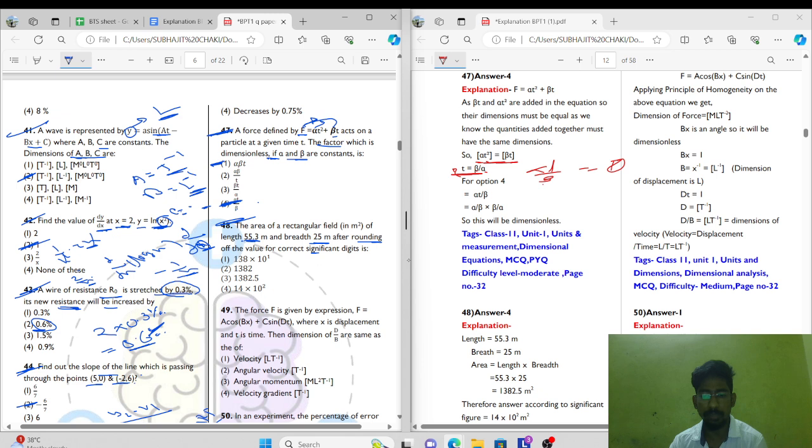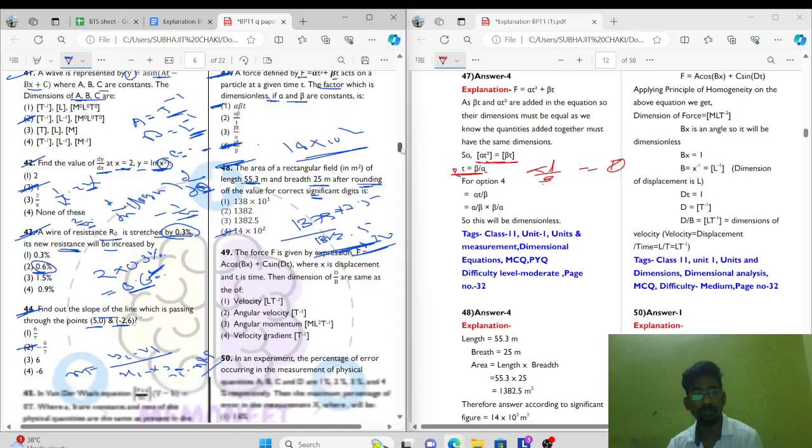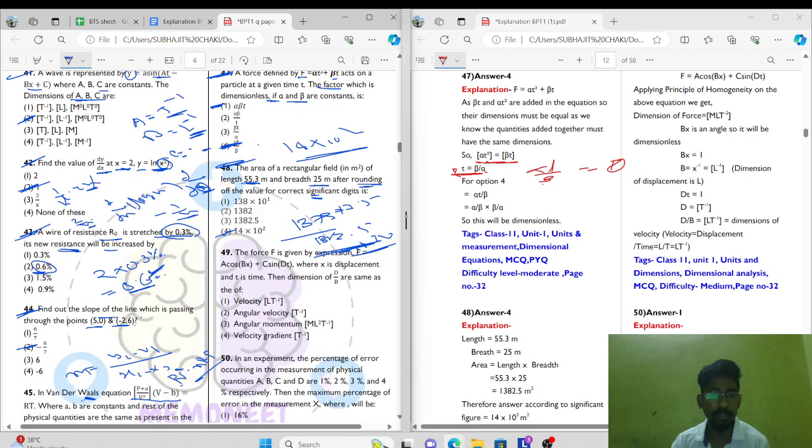Question number 49. Rounding off means there is a round of value near to the value you have to take. If it is 48, it will take 50. If it is 98, it will take 100. The force is given by this F. So that means the dimension of force is equals to this, dimension of force is equals to this.